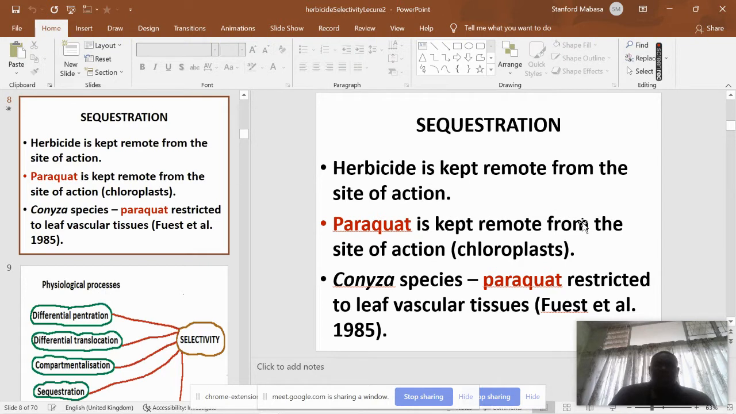But sometimes this has something to do with resistance to these herbicides. Too high a frequency of application of paraquat may select conizer species, which end up not being killed. So this is sequestration and compartmentalization. They are more or less the same.